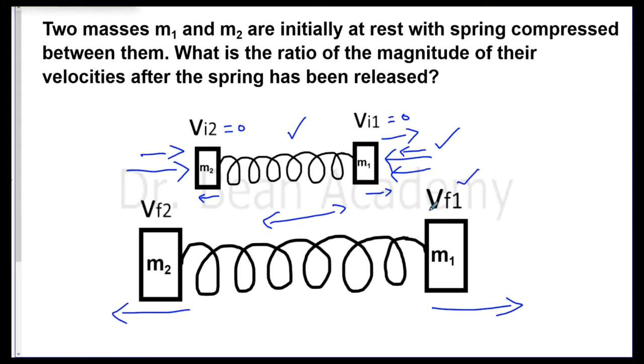So actually I should write them as Vf1. If we say that a vector directed towards the right is positive, then a vector directed towards the left should be negative. So I can write it as negative Vf2, because velocity is a vector quantity, and for vectors we have to take care of the direction.